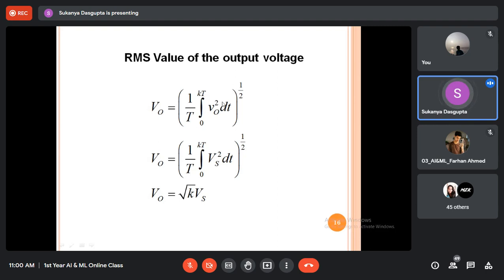To simplify this integration, you will get V naught. The RMS value of the output voltage of buck converter is equal to square root of duty ratio multiplied by the input DC voltage, which is Vs.